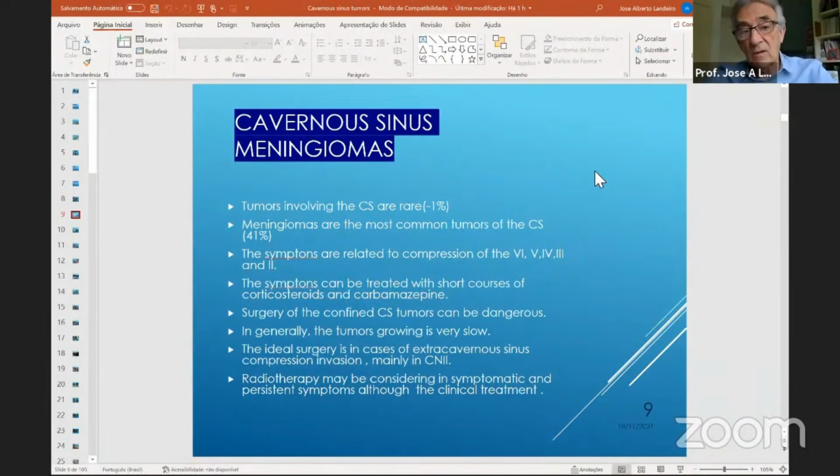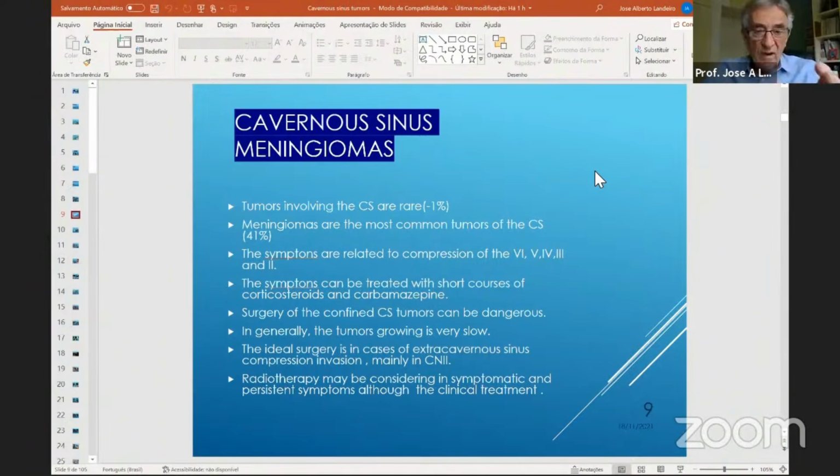Some considerations about cavernous sinus tumor. It's an extremely rare tumor, less than 1% of the intracranial tumors. Meningiomas are the most common tumor of the cavernous sinus, almost 0.5%. The symptoms are related first to the 6th nerve, then the 5th, 4th, 3rd, and 2nd nerves. The symptoms can be treated with short courses of corticosteroids and carbamazepine now.